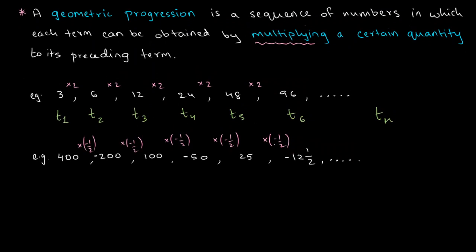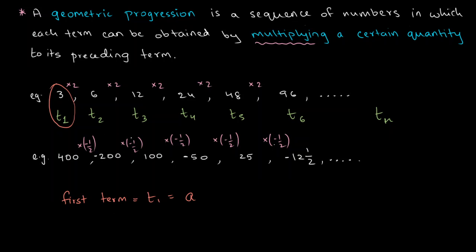Now another important parameter: over here, the first term that we have, t1, is 3. For the first term, we have another variable that we use. The first term, which is t1, is also denoted by the variable a. The first term is generally denoted by the variable a.